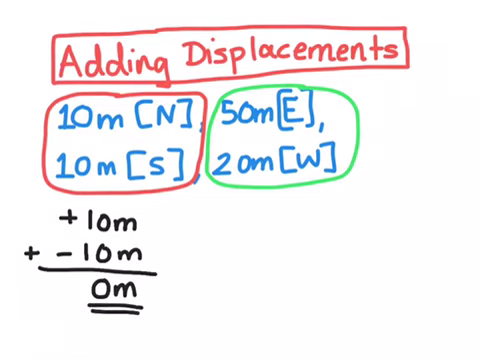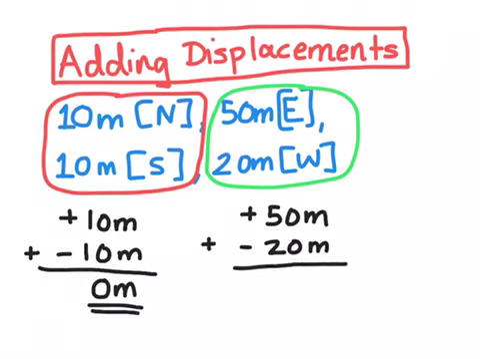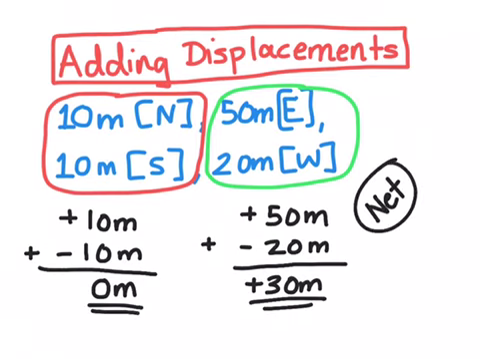We can do the same thing east and west. So we traveled positive 50 meters, that's the east direction, and negative 20 meters, that's the west direction. We add these 2 together and we get positive 30 meters. What that means is that our net displacement is going to be 30 meters east.